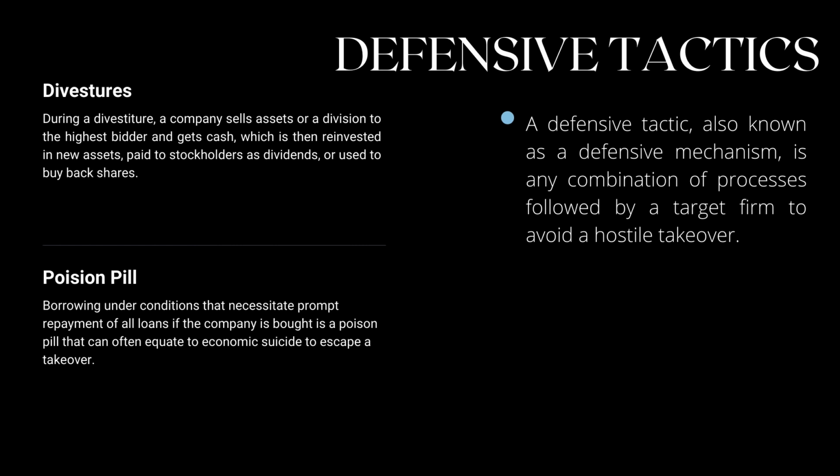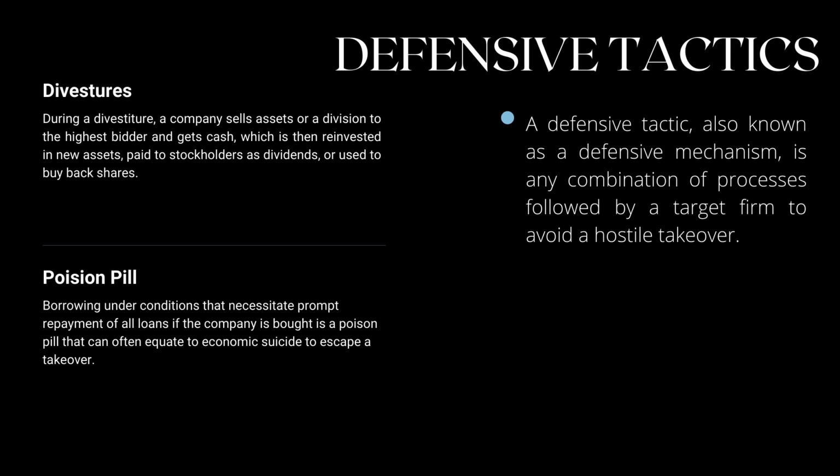Firstly is divestitures. During a divestiture, a company sells an asset or a division to the highest bidder and gets cash, which is then reinvested in new assets, paid to stockholders as dividends, or used to buy back shares. By doing so, the target company adds value to its shareholders while making the company less appealing to potential acquirers.